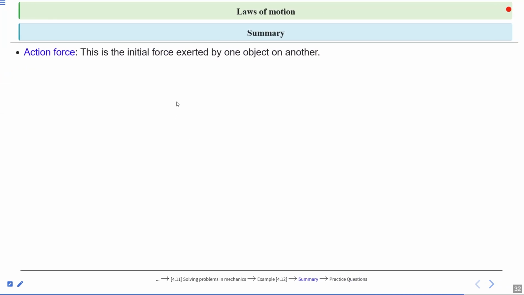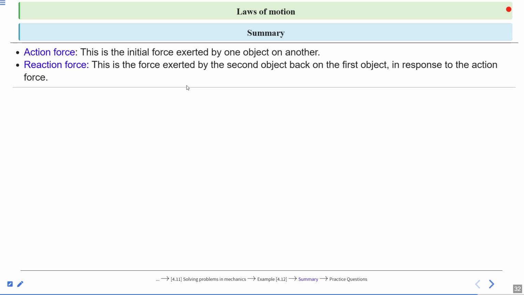Action force is the initial force exerted by one object on another. Reaction force is the force exerted by the second object back on the first object in response to the action force. Clear?